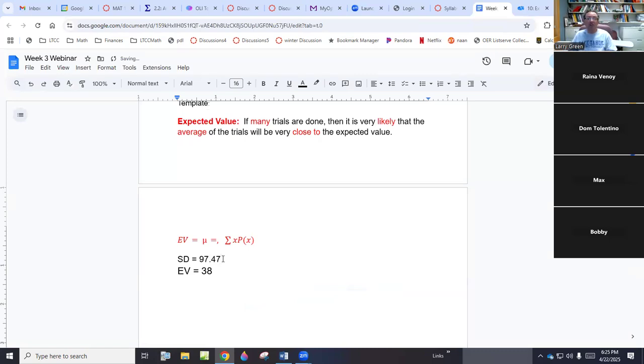So we're talking about dollars, $98.47, because this is about money, whereas the expected value didn't have decimals, so it's just $38. What do you think? Is it a good job now?